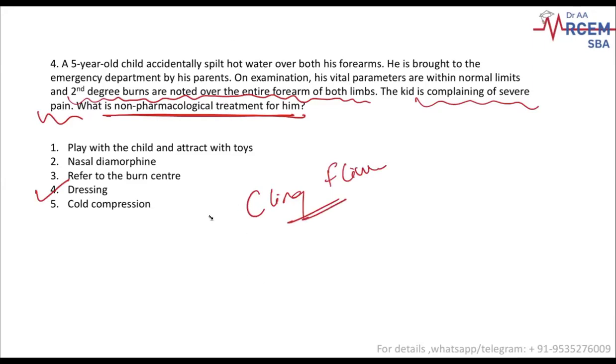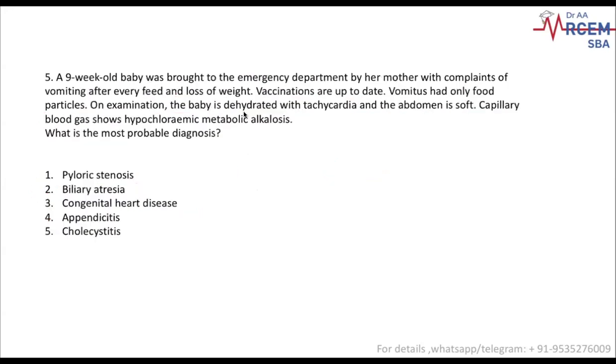Why is dressing preferred? How is the pain reduced by the dressing? Dressing will reduce the pain because the nerve endings are exposed in a burn, especially in second-degree burns. So even a cold breeze blowing over it can stimulate these nerves and cause severe pain. If you close it, wrap it and dress it, it will help to reduce the pain drastically. That's why dressing is the preferred one.